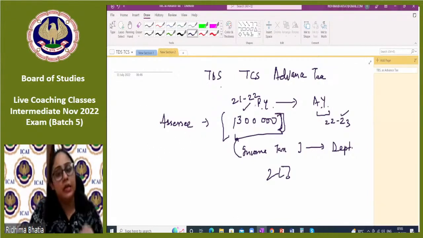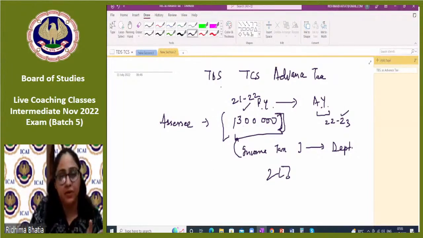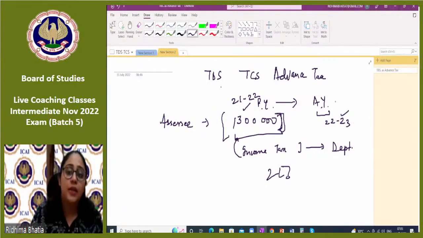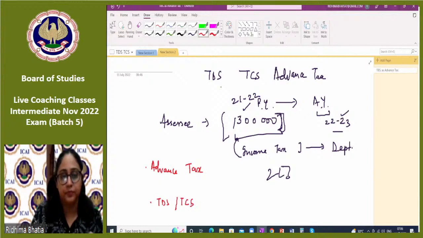Ma'am, what is new in this? Now think of yourself as the income tax department. You have to wait for an entire year to get the tax. Previous year 21-22 you will spend entirely, and then you will wait, and then you will get tax from it, right? So the government thought, what we can do is to earn some revenue during the previous year itself. So they came up with two concepts, actually three, but one is advance tax, another is TDS, TCS.